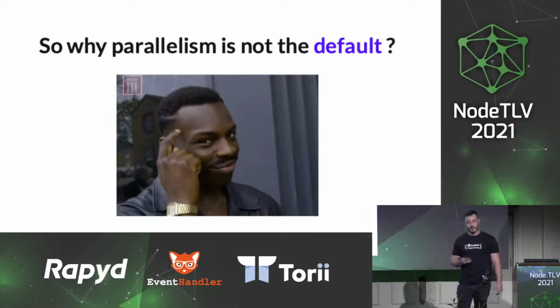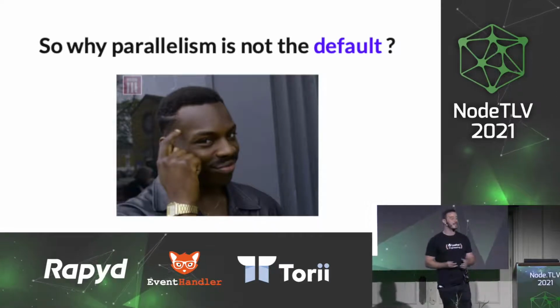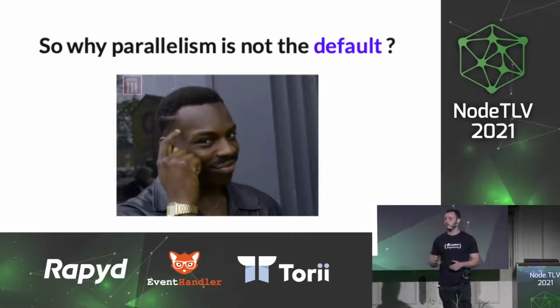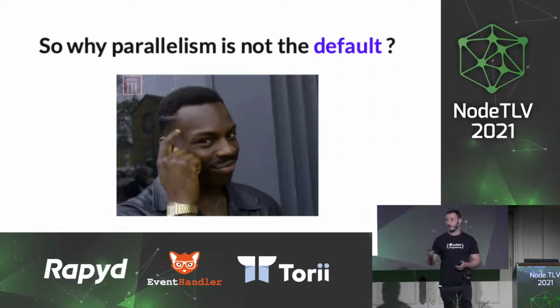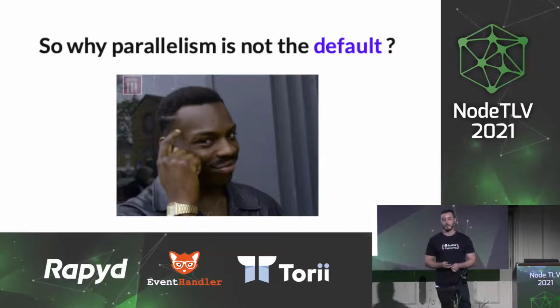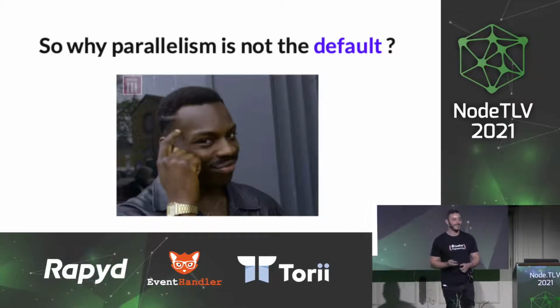Now, if parallel testing is as good as I say it is, and it gives you such good results, then why is it not the default behavior in all of our testing frameworks, so that we just use it all the time? To find out, you'd have to stick around.